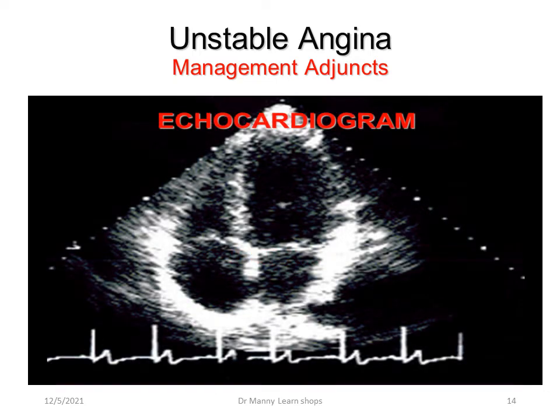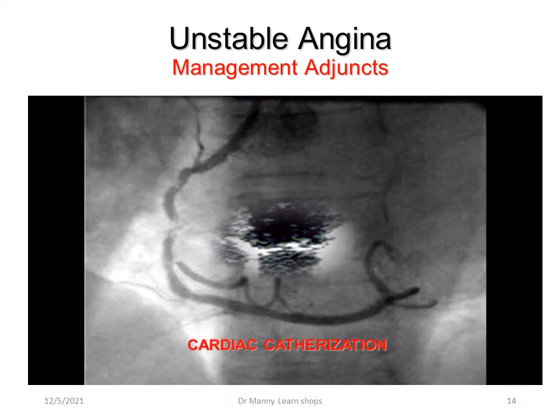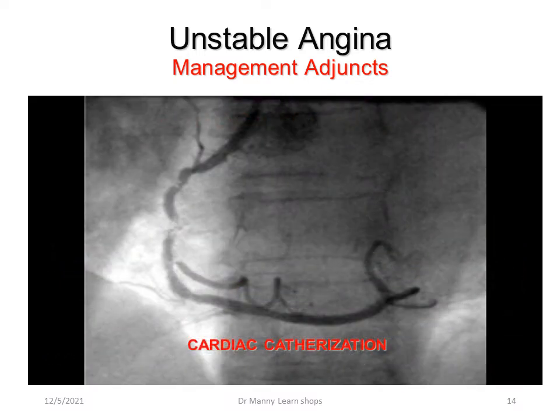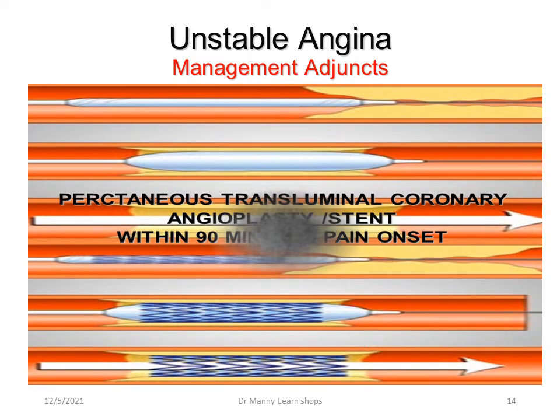Then you've got an echocardiogram, which can show valvular problems, filling problems, can work out things like ejection fractions. Then you've got cardiac catheterization, which can show obstructions in the coronary arteries. Other indicators on treatments can be percutaneous transluminal coronary angioplasty and stenting, but it's important to make sure that it is done within the window of 90 minutes from the onset of pain, otherwise it may not be as beneficial in saving myocardium.